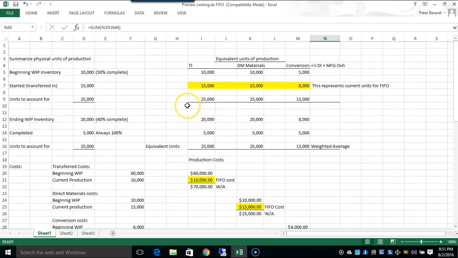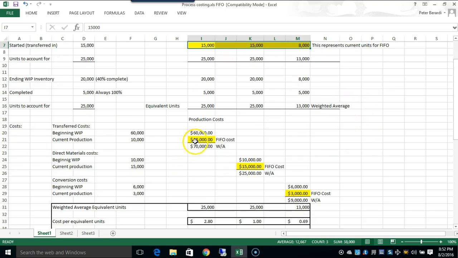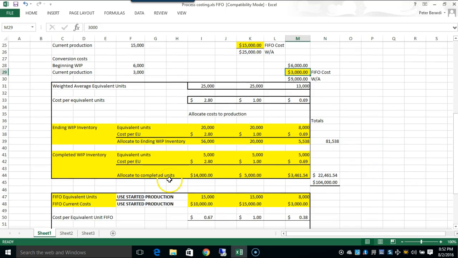Under FIFO, you are only concerned to get the cost per equivalent unit. You're concerned with your current production equivalent units and your current production costs. Therefore, simply do the math. Take your equivalent units and your costs. Take your current cost divided by your current equivalent units, and so on to get your cost per equivalent unit using FIFO.